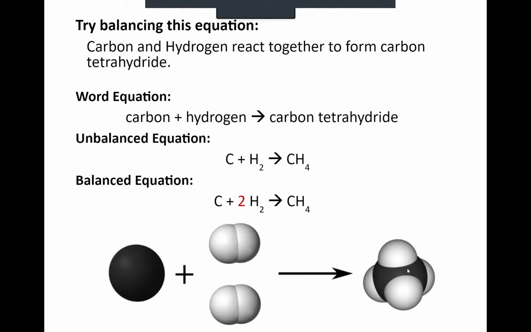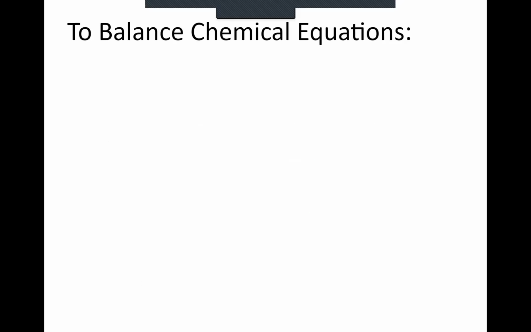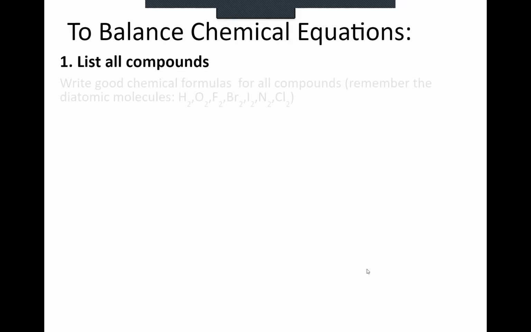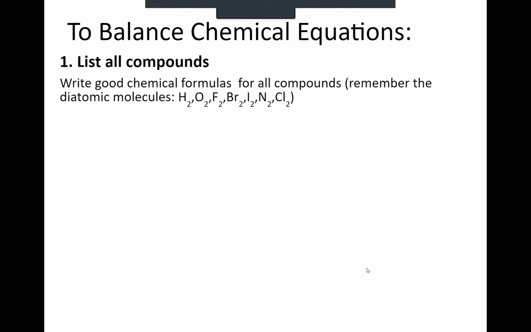To balance equations, think about this. It's more of a puzzle than a step-by-step process. You have to really think about all of the elements that are present. Therefore, I can't give you a step-by-step list of things to do to always end up at a balanced equation, but there are some general principles that are worth remembering. To write balanced equations, first list good formulas for all compounds. Remember the diatomic molecules. If they say hydrogen, you've got to write H2 rather than just H. Or for fluorine, you would have to write F2.